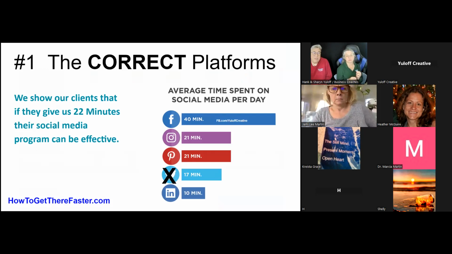So this doesn't have to be a full-time affair that is sucking up a whole lot of your time. Just understand, you can be on the correct platforms and it doesn't take a lot of time.